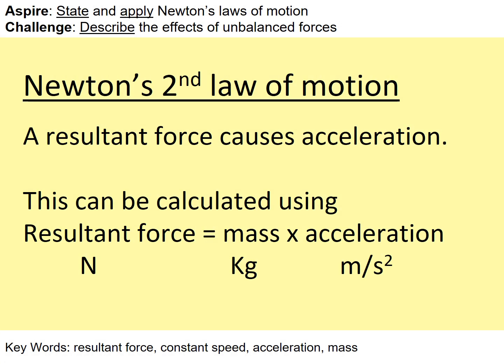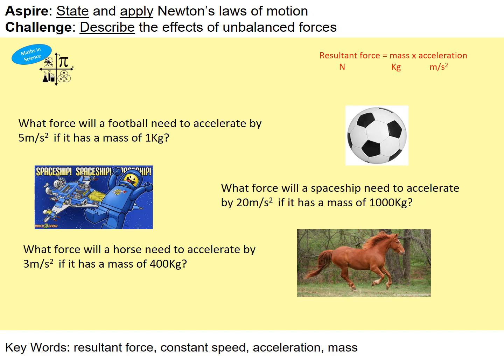So we're going to look at Newton's second law of motion here. A resultant force can cause things to speed up, or what we call acceleration. To work that out, you can calculate the resultant force by doing the mass times the acceleration. Now the mass is in kilograms and the acceleration is in meters per second squared. And your resultant force is in N, which is Newtons. Let's look at a couple of examples. The equation there you might want to write down in your books, or definitely write down in your books. So resultant force equals mass times acceleration.